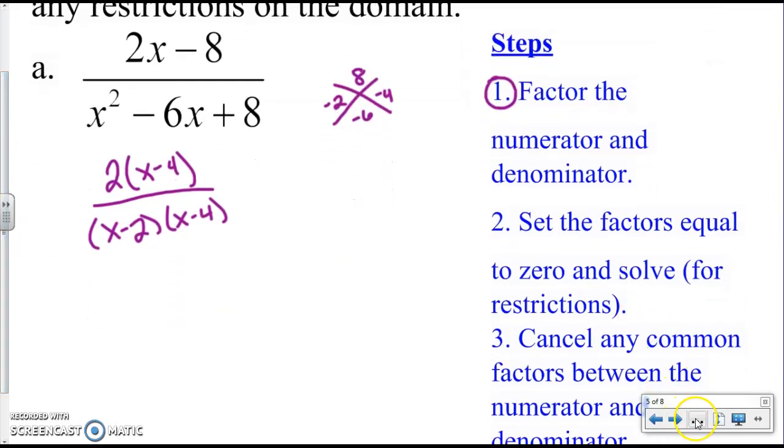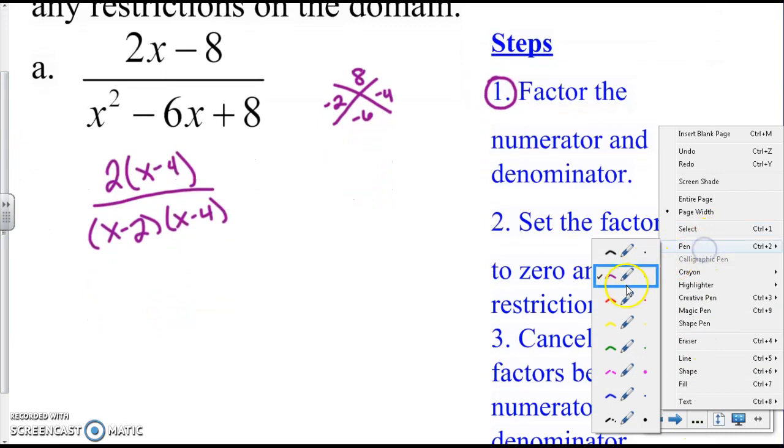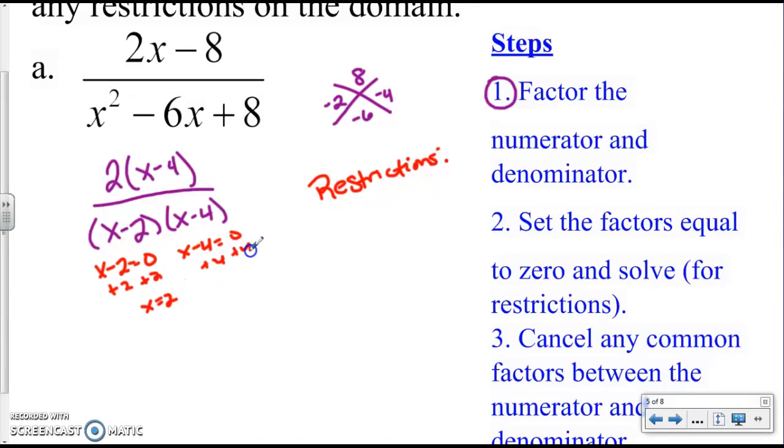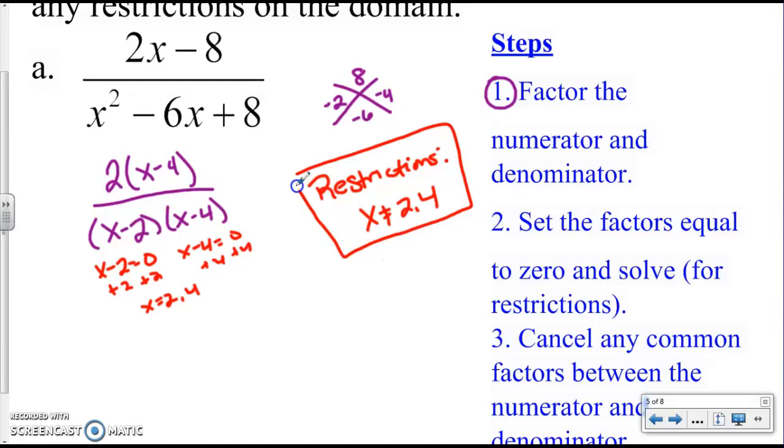The second step is to find my restrictions. So I'm going to go ahead and find those by setting the bottoms equal to 0 and solving. Now some of you are going to start doing this in your head really quickly, which is fine. Just make sure you're really careful with your signs. So my restrictions are 2 and 4. Okay, so that's a huge part of your solution. X cannot be 2 or 4.